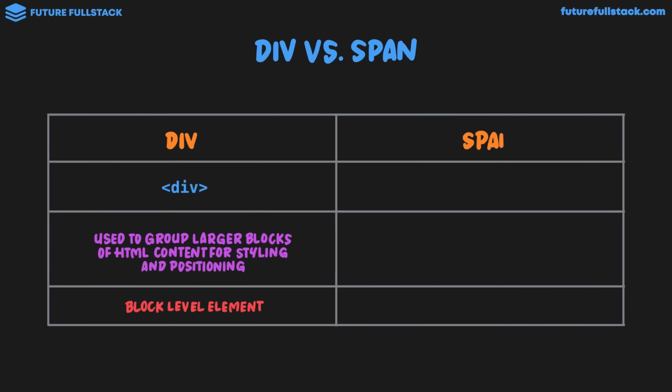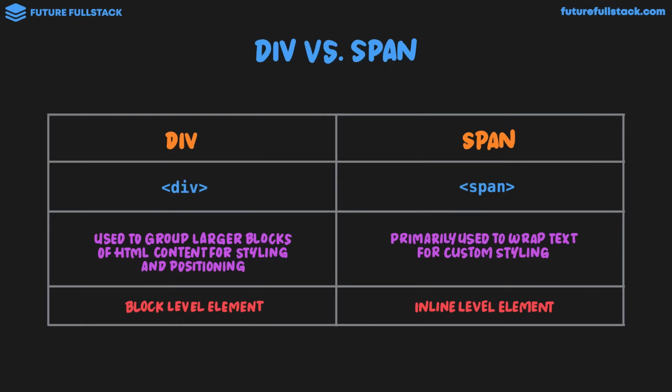Let's now look at the span element. Its tag is span. Span is primarily used to wrap text for custom styling. Span is an inline-level element. As a general rule of thumb, you'll be using divs a lot more than spans, because every HTML document will need overarching structure, whereas not every page requires text to be styled in a certain way. And just remember, both the div and span may seem to have very little functionality right now, but they do become very, very important in CSS.